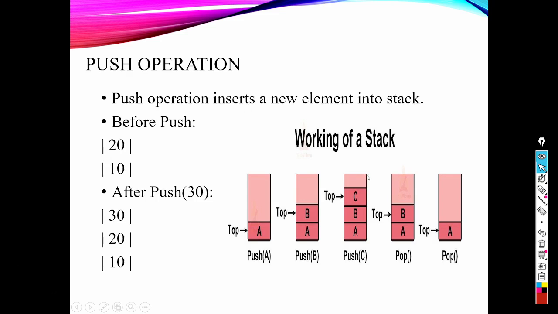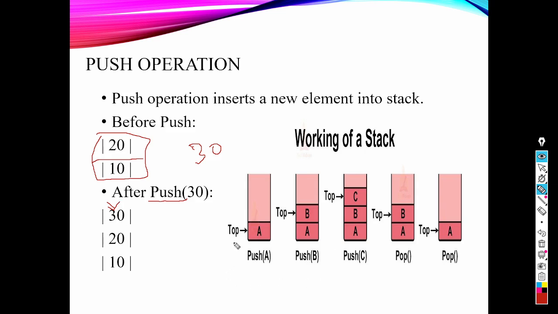So we will discuss the push operation first, then we will go to the pop operation. The push operation inserts a new element into a stack. Here is one example: this is my stack, with 2 elements, 10 and 20. First I inserted 10, then I inserted 20. This is the stack before the push operation. Now I want to insert 30 into this stack, so we use push. Push of 30 means the 30 will come on top of the stack.